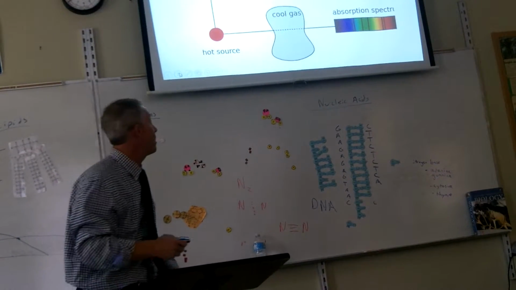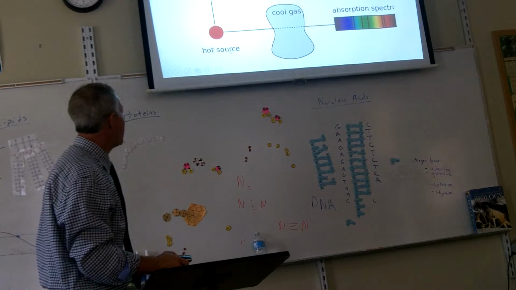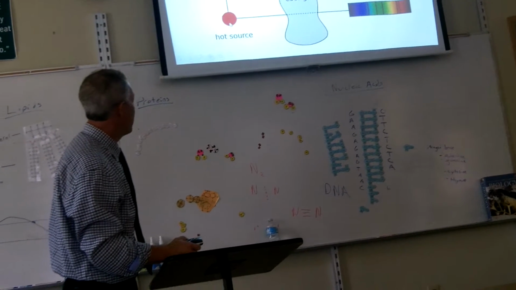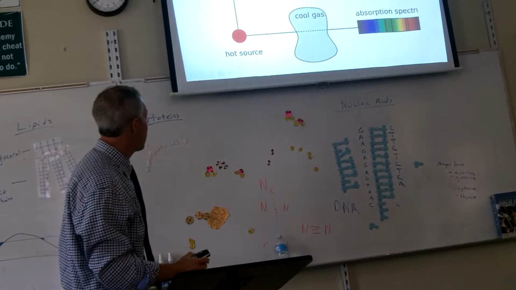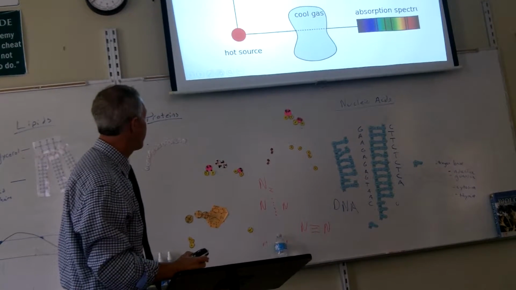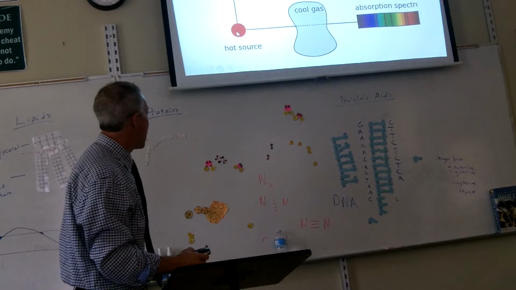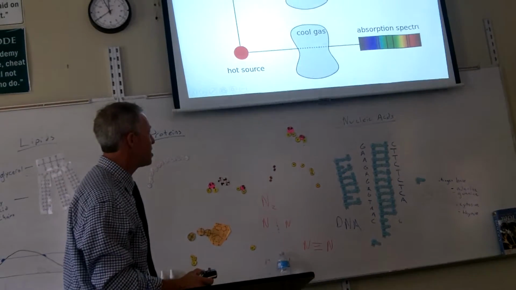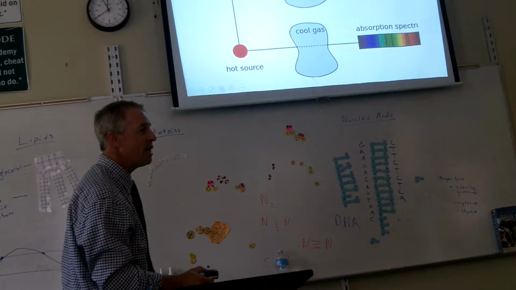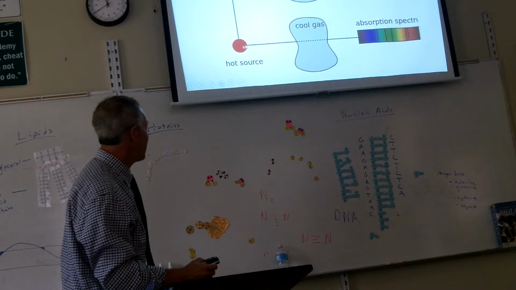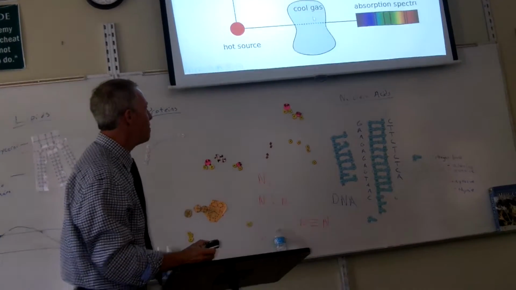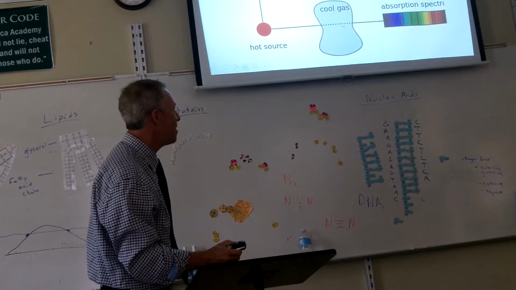Now, here's the cool thing. If you take a hot source, like a light bulb, that gives off a continuous spectrum, but you shine the light bulb through a gas, like, for instance, hydrogen gas or helium gas, the gas will absorb the light coming in.